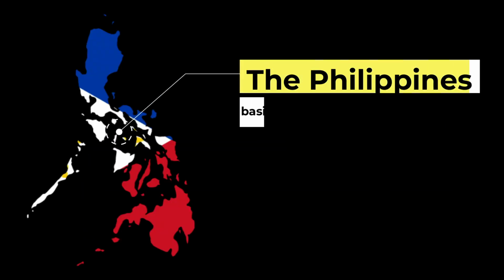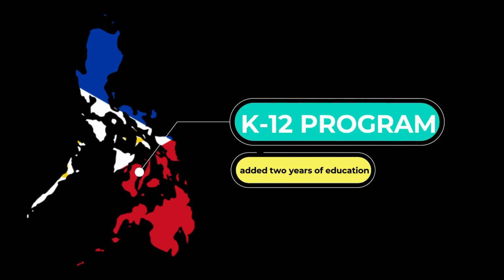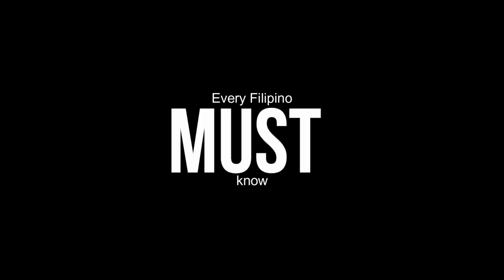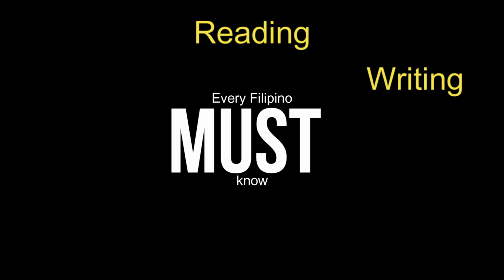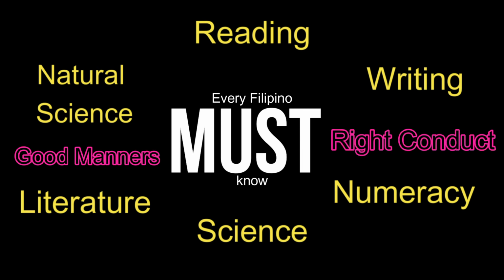Today, the Philippines is in the midst of basic educational reform. Through the K-12 reform, we have added 2 years of education to basic education in order to make sure that every Filipino gets the basics of this educational transformation. Every Filipino must know the basics of reading, writing, numeracy, science, literature, and natural science so that he or she can function competently and humanely in a workplace or take on the challenges of higher education in college. But every Filipino also needs to learn the basics of good manners and right conduct.